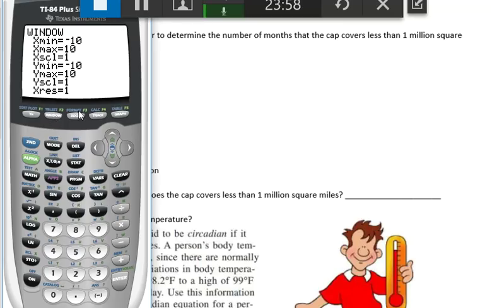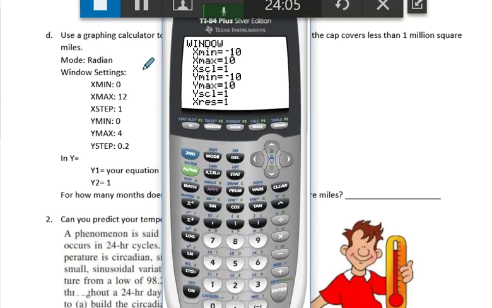So window. And let me move this so I can see my directions. X min should be 0. X max is 12 because that's what we have on our graph. X scale is 1. Y min is 0. Y max is 4. And for the Y step we're going to do 0.2 because that's what we had on our Y axis.